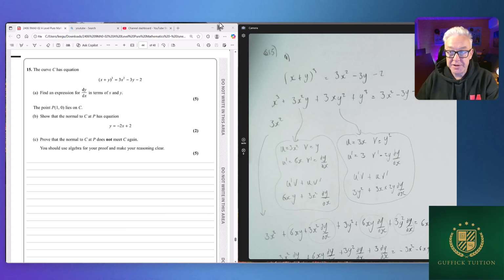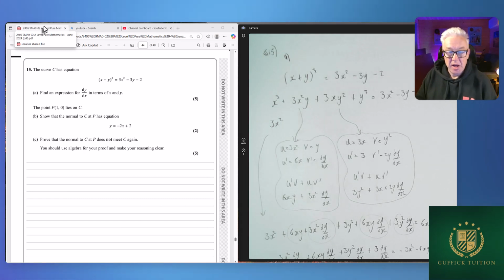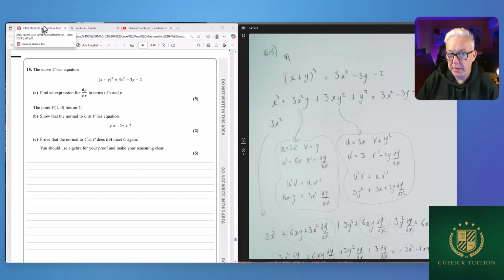Hi everyone, we're on the last question now of this paper, and we've got a kind of implicit differentiation question, and I'd say this is an extremely challenging question. It's not that it's particularly crazily conceptually difficult, but there's lots of places where you could make little arithmetic slips with signs and so on. So let's have a look at the first bit.